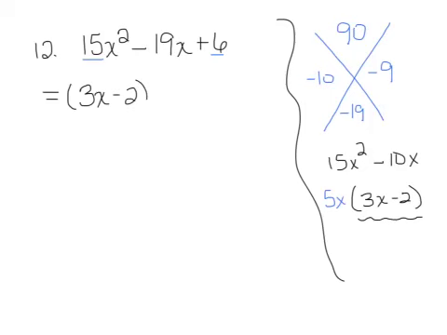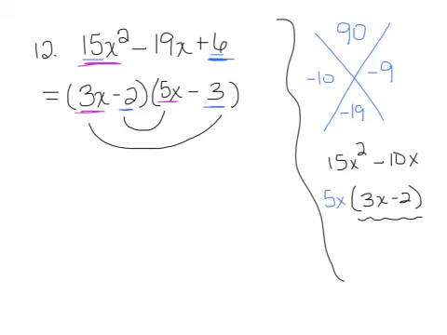3x minus 2. What will the other factor be? Well, I've got to get 15x squared by multiplying 3x times something. That's going to be 5x. Now I've got to get 6 by multiplying negative 2 times something. I need a positive 6, so that's got to be a negative 3. And now let's check our insides and our outsides. Negative 10x and negative 9x does give me negative 19x. So I know that I factored it right.